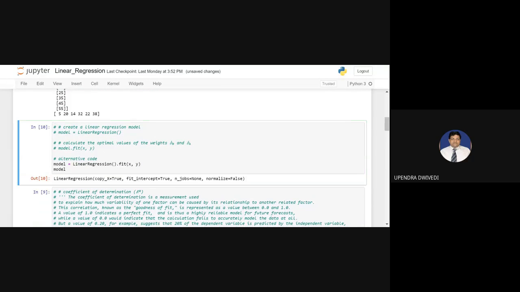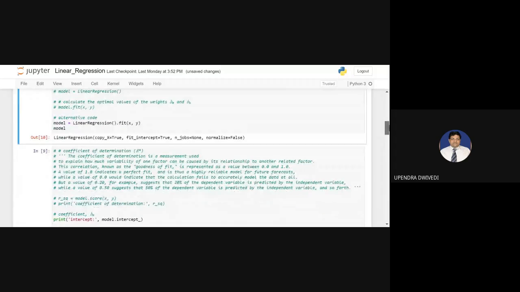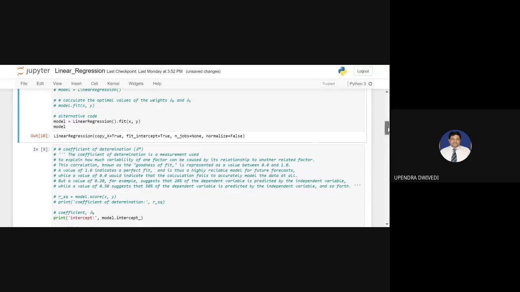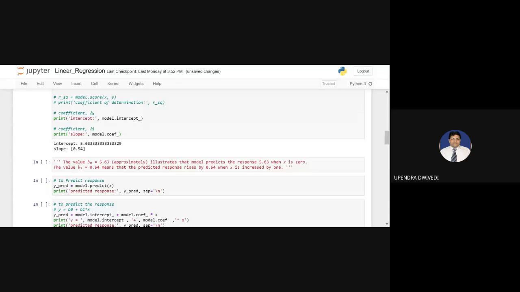So if I run the model, you will get a model with the linear equation trained on the x and y values. Now this linear equation will have some values a and b. To call b0, we'll call the intercept underscore, and to call b1, we'll call model dot coefficient underscore. These values will be calculated. So basically, this is a and this is your b. So you have y equal to a plus bx. Okay.